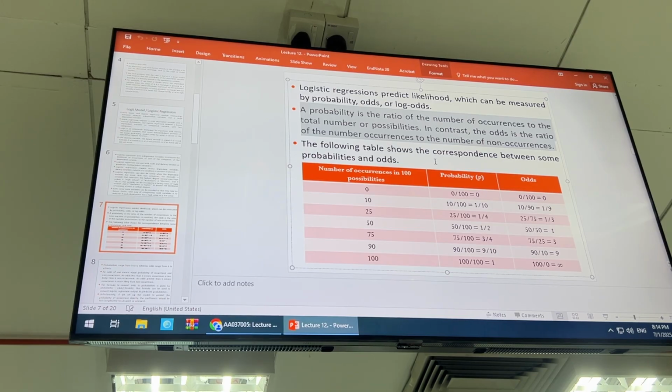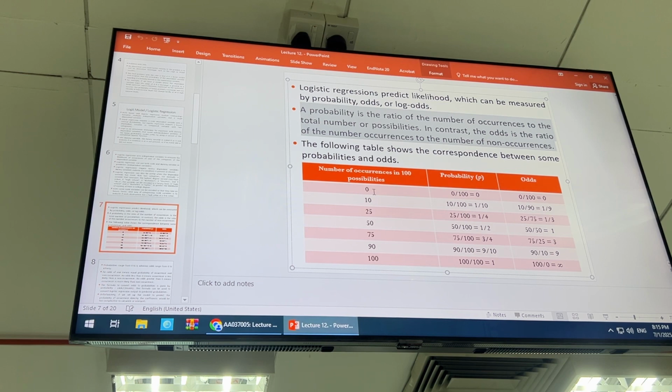So the following table shows the correspondence between some probabilities and odds. Let's take an example. Let's say you toss a coin 100 times. Then you are interested to examine the probability of getting heads, for example, when you toss a coin.